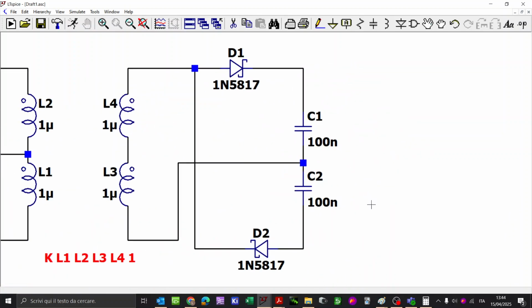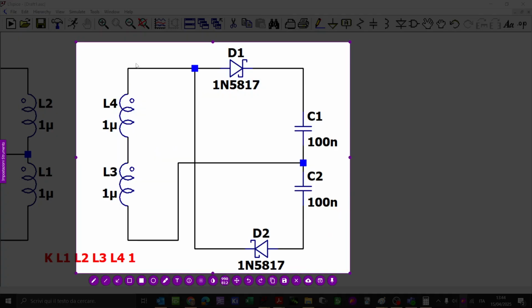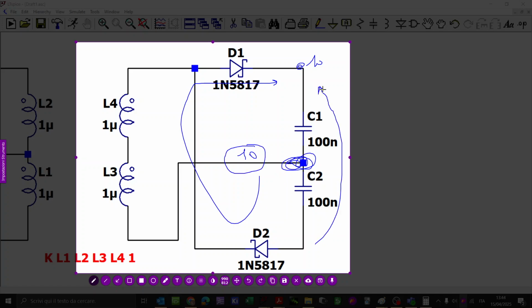So what does this circuit do? Basically, this point here will be charged at V-peak, which in our case is 10 volts, in the first cycle. In the other cycle, this point here will be charged to 10 volts, but since there are 10 volts in this point here, the overall voltage will be 10 plus 10. So I will have in the next cycle 20 volts. This is why it's called a voltage doubler.